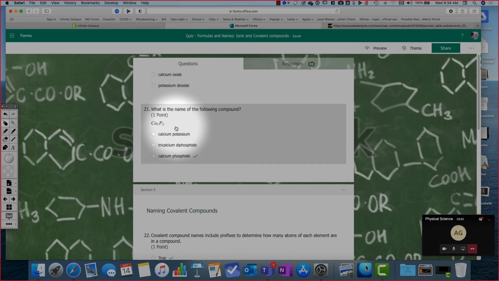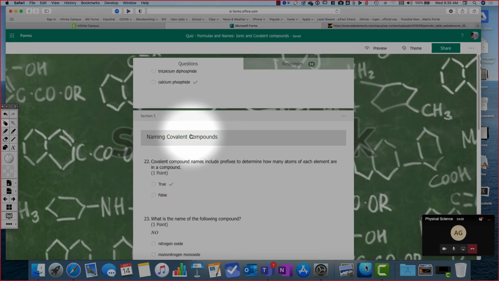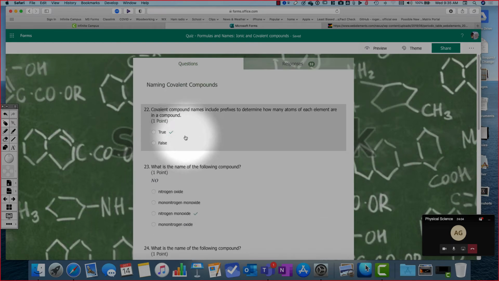Ca3P2 is calcium and phosphorus, so calcium phosphide. Notice in none of those do I have any prefixes. Those are for covalent compounds. And to remember the difference, ionic is metal to nonmetal, and covalent is nonmetal to nonmetal.